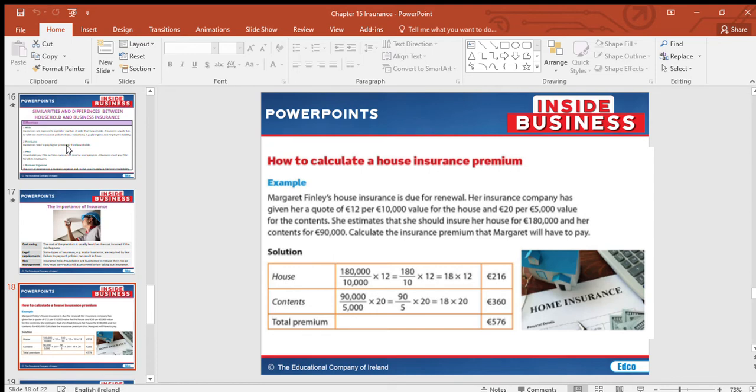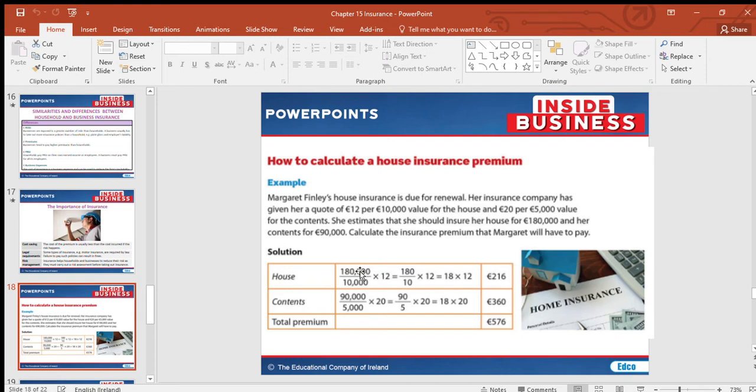Again, her premium is the amount she pays. So if we're looking at this here, her house is valued at 180,000. I'm putting the 180,000 on top and dividing it by 10,000 because I want to see how many times 10,000 goes into 180,000. If she has a valuation of 10,000, she pays 12, but her house is valued at 180,000. So how much will she pay? I'm multiplying that then by 12, and that's what you're doing the whole time.